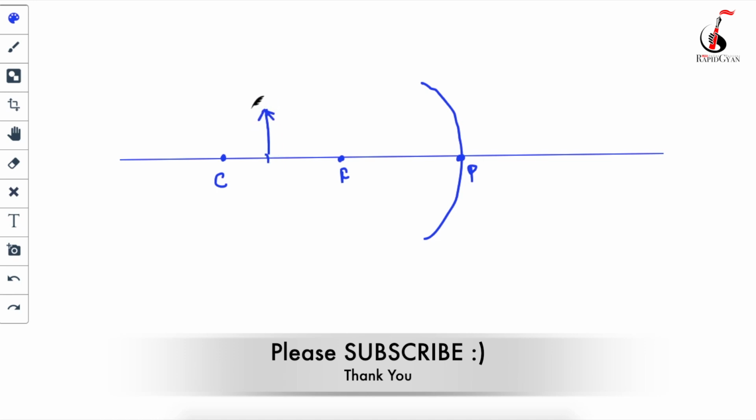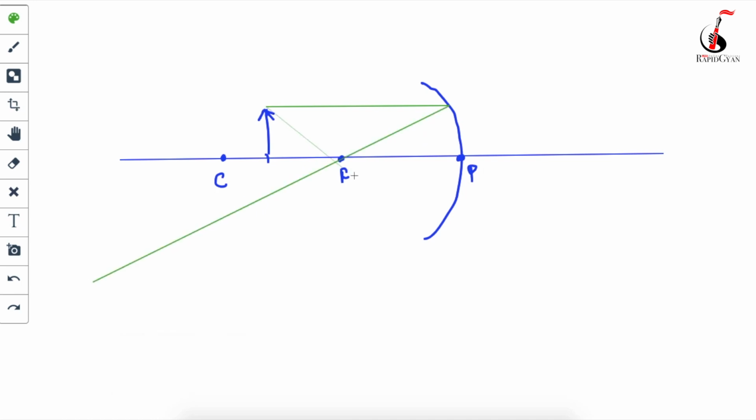Same thing we will have to do: draw two rays. One ray, as I have told you, always send parallel. After going parallel, after reflection it will pass via F. Another ray you can send via F. So what will happen? After reflection it will go parallel, like this.